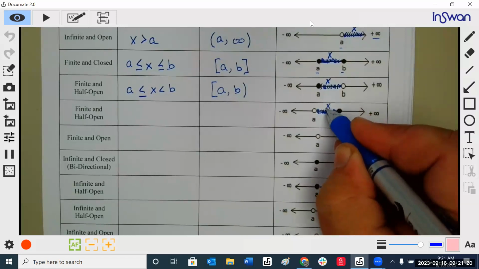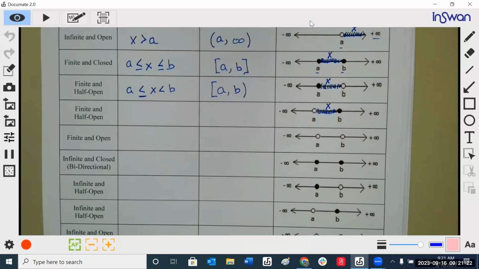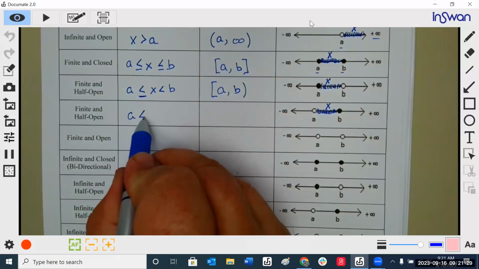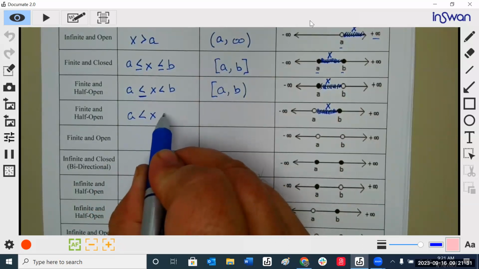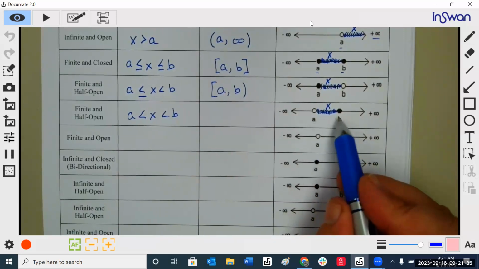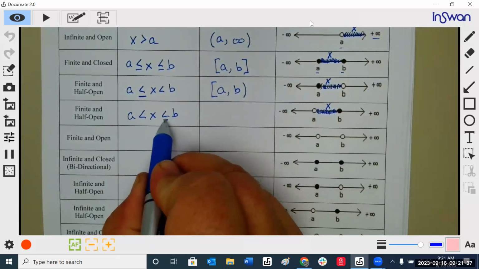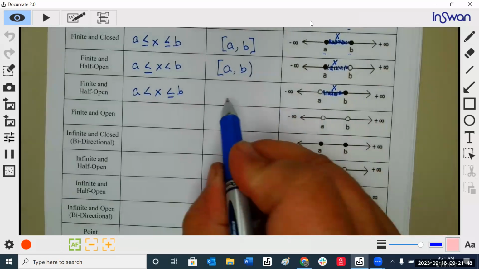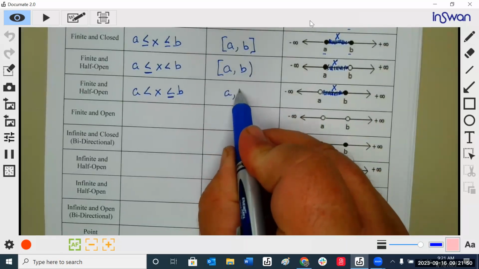And the next one, here's my X. It's between A and B. So A is the smallest I can get, X is greater than that, and less than B. But I cannot use A, but I can use B. I mean, include B. So we have A comma B.